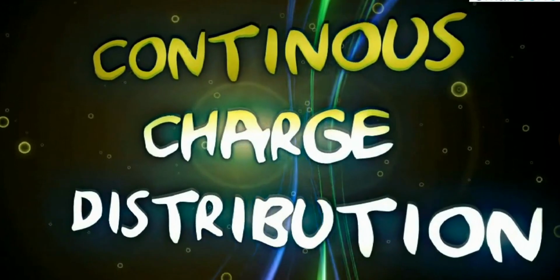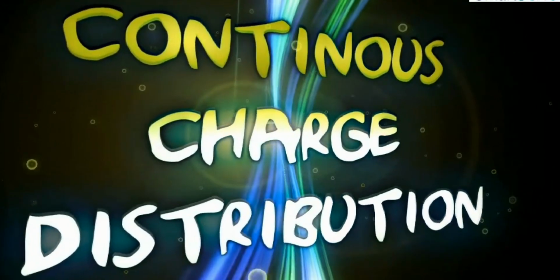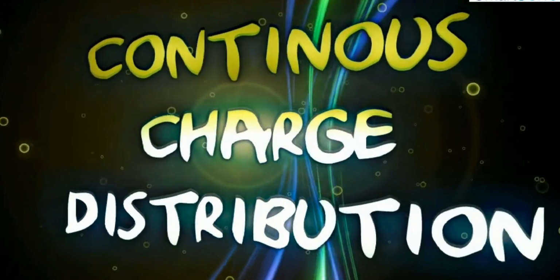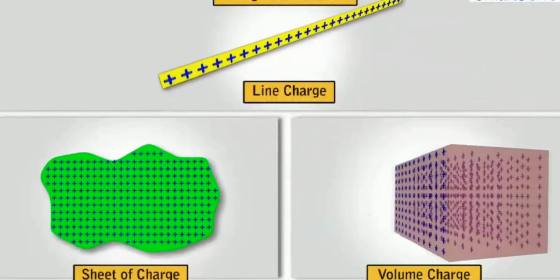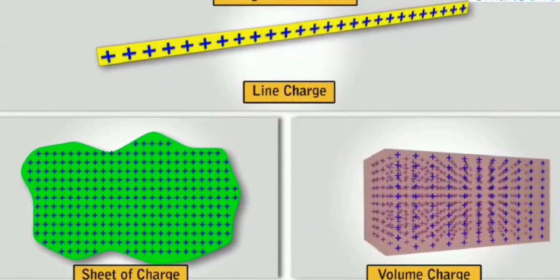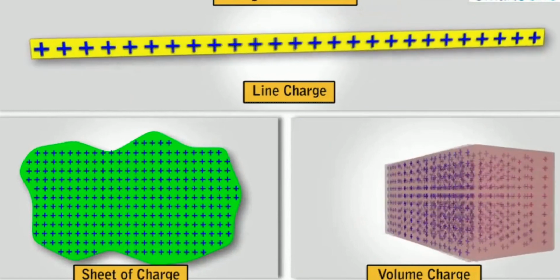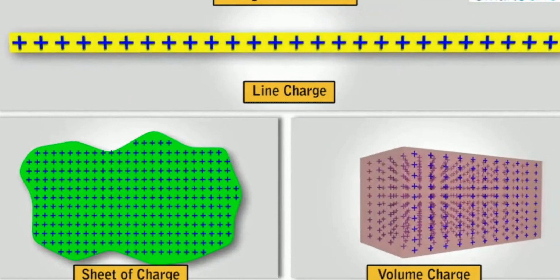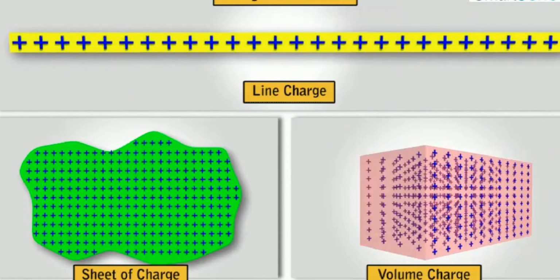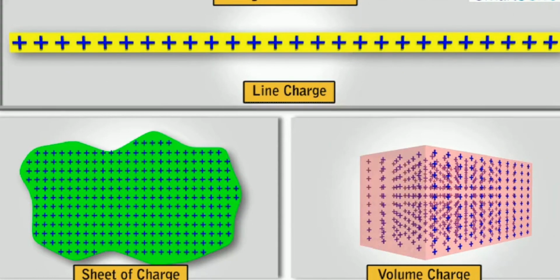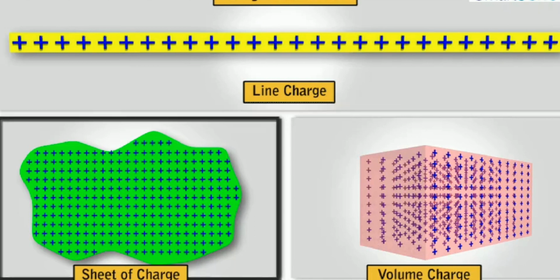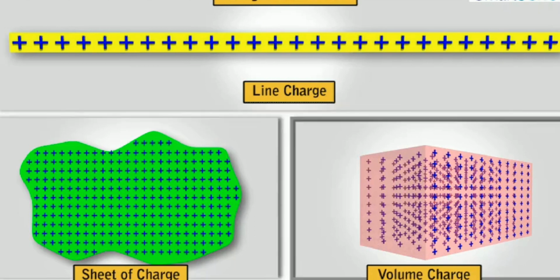We will be studying about continuous charge distribution. Electric fields are produced by continuous charge distribution on the surfaces of the bodies of finite size. A few examples of practical situations are a line charge distribution, a sheet of charge, or a volume charge distribution.